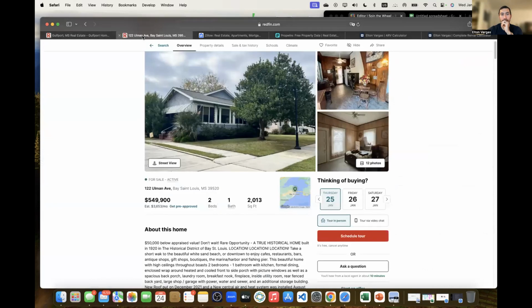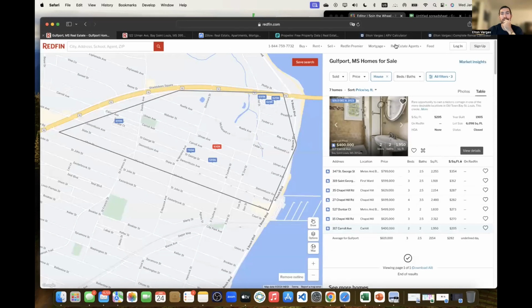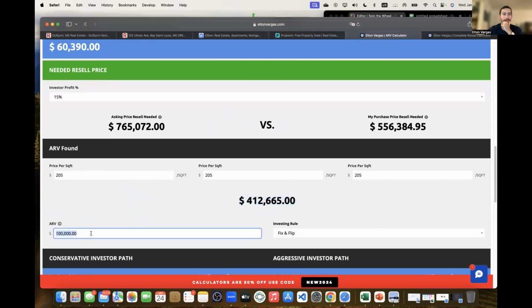Even if the appraisal is $50,000 below, how come it appraised for that much when I'm finding another property in way better condition that sold for $400,000? So either that appraisal just came out bad, or I don't know what they were looking at. But again, everybody's going to have different information from here.